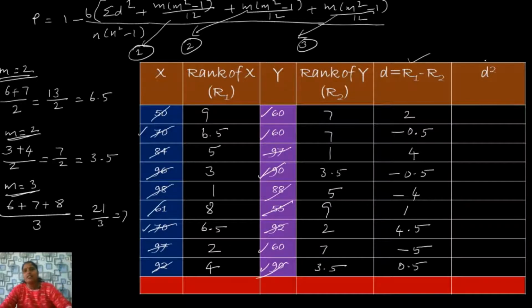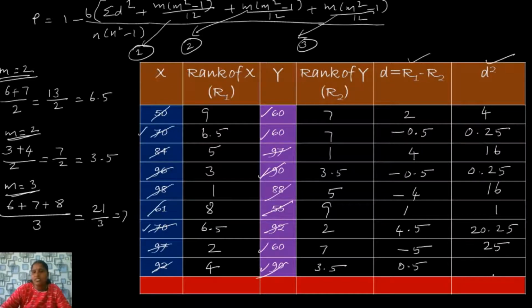And squaring all these values of D, we get 2 square is 4, minus 0.5 square is 0.25, 4 square is 16, minus 0.5 square is again 0.25, 4 square is 16, 1 square is 1, 4.5 square is 20.25, 5 square is 25 and minus 0.5 square is 0.25. By adding all these values you get sigma d square.